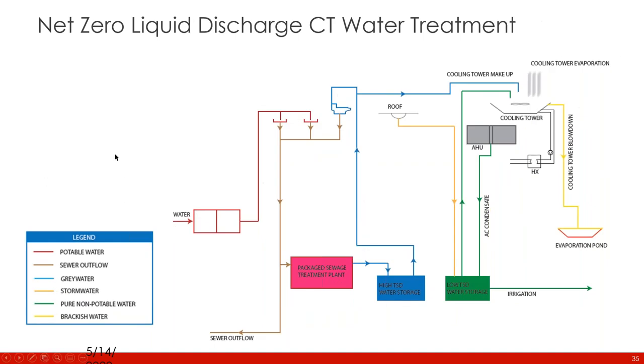Now, in the United States and in some areas of the world, some localities, some cities have a real problem with the total dissolved solids that are going into their sewage treatment plants. This is particularly a problem in Arizona, in the southwest of the United States, likely in other areas of the world, where the water is fairly hard, 150 to 200 parts per million.